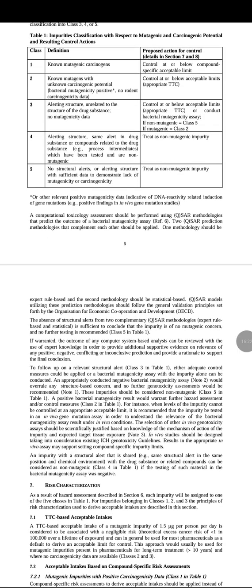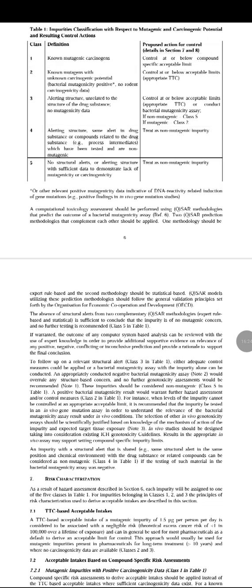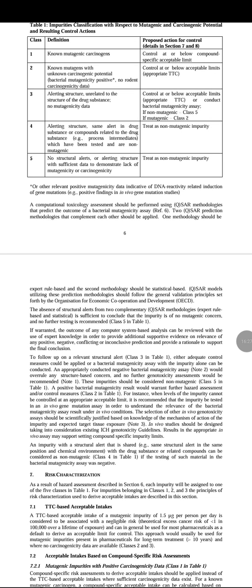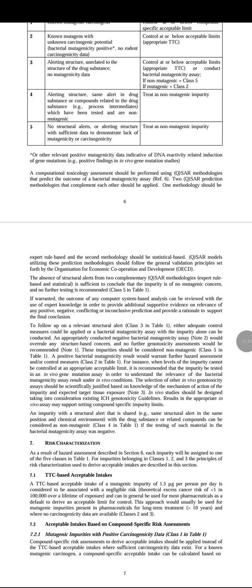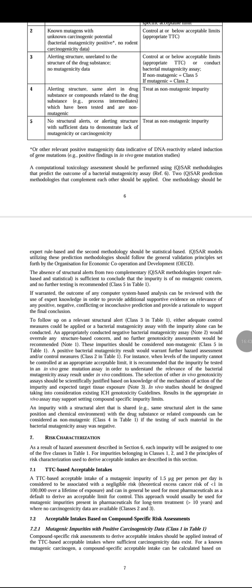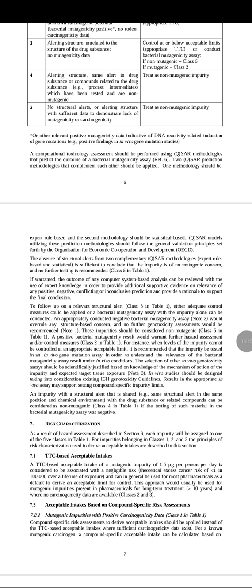Then impurity classification with respect to mutagenic and carcinogenic potential and resulting control action. Non-mutagenic carcinogens: control at or below compound-specific acceptable limits. Mutagenic with unknown carcinogenic potential: control at or below the acceptable limits. Then alerting structure unrelated to the structure of the drug substance, no mutagenicity data: control at or below the acceptable TTC, or control of bacterial mutagenicity, that is if non-mutagen, class 5, if mutagen, class 2.